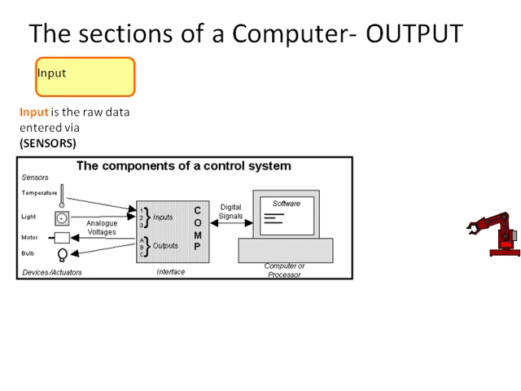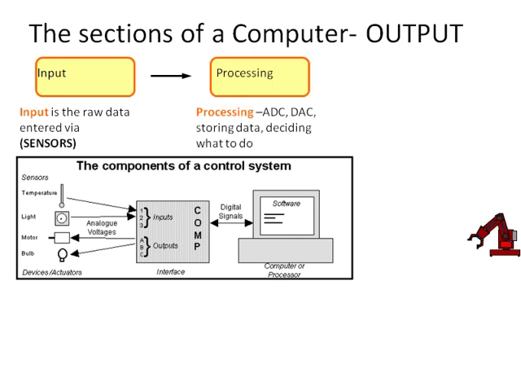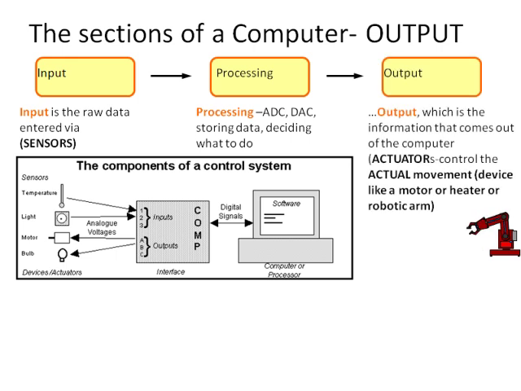If we move on now, the last part of a computer section is the output. So we've got our input, which is where we've got our sensors. We've got our processing that might be involved, an analog to digital converter or a digital to analog converter, or storing the data or deciding what to do with the data. Lastly, we've got our output, and this is in the form of actuators.